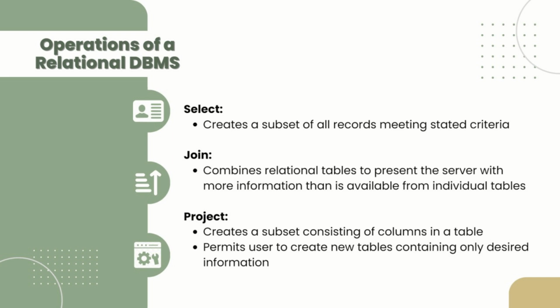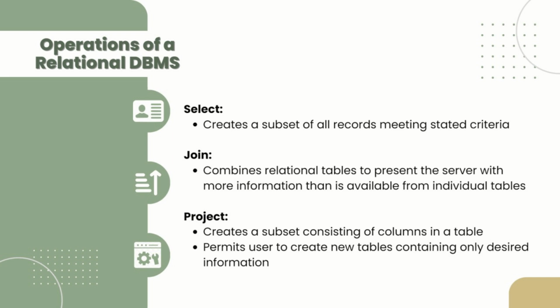Join combines relational tables to present the user with more information than is available from individual tables. The join operation combines data from multiple relational tables based on a related column or key to provide a unified view of information that is not available from individual tables alone. For example, suppose you have two tables, employees and departments. You can perform a join to get information about employees along with their respective department names.